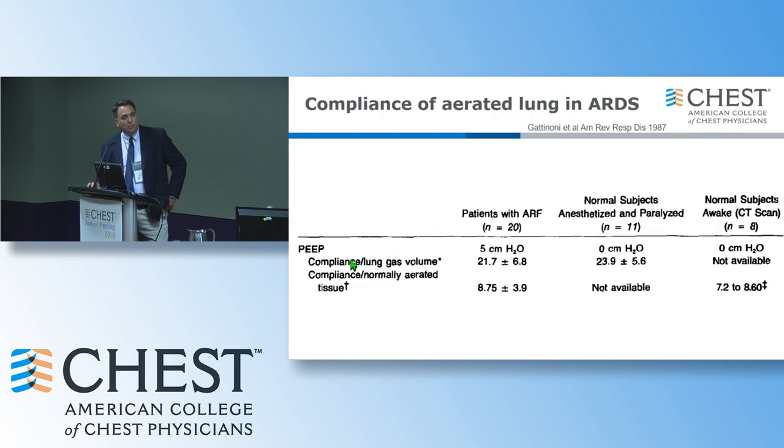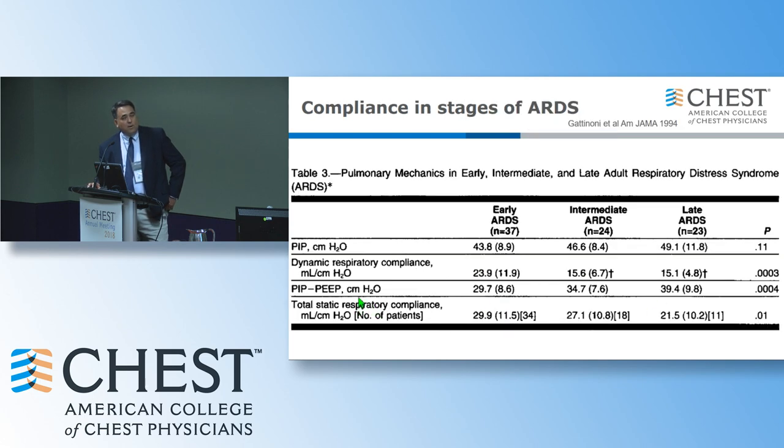Furthermore, they normalized the lung compliance to either the gas volume present on the CT or to the amount of normally aerated tissue in patients with acute respiratory failure or ARDS, normal subjects that were anesthetized and paralyzed, and normal subjects that were awake during the CAT scan. You can see that the compliance normalized to lung gas volume was the same in the patients with severe ARDS and the patients that were normal. And the same when you looked at the compliance normalized to the amount of normally aerated tissue: it was similar in those with ARDS and those that had normal lungs. We'll come back to that in a second.